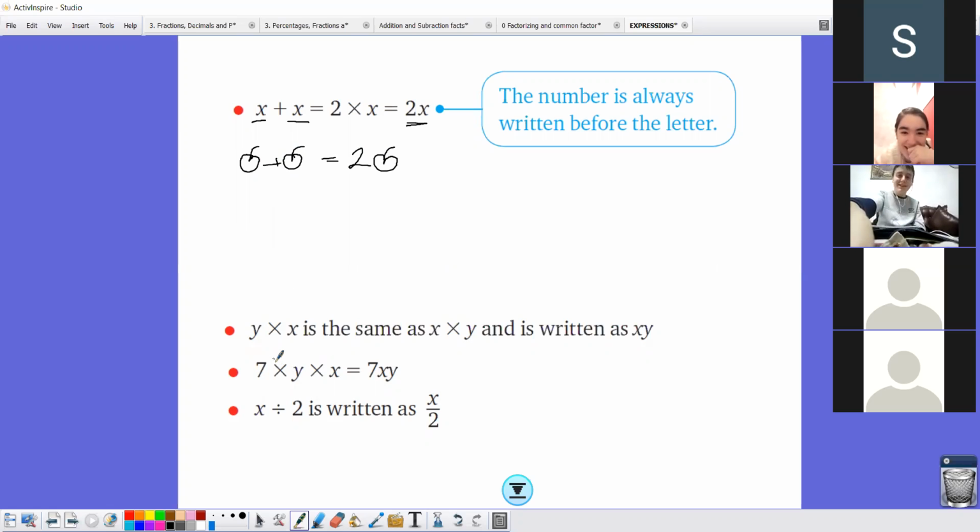Okay. Easy. And here, y times x is the same as x times y. The order of the places is not important in multiplication, okay? Y times X is the same as X times Y, and it will always be written like XY. So if you have this expression, it means that they have multiplication between them, okay? You can write this also while I'm explaining. Did you understand? So for example, if you have 7 times Y times X, you can write it like 7XY.